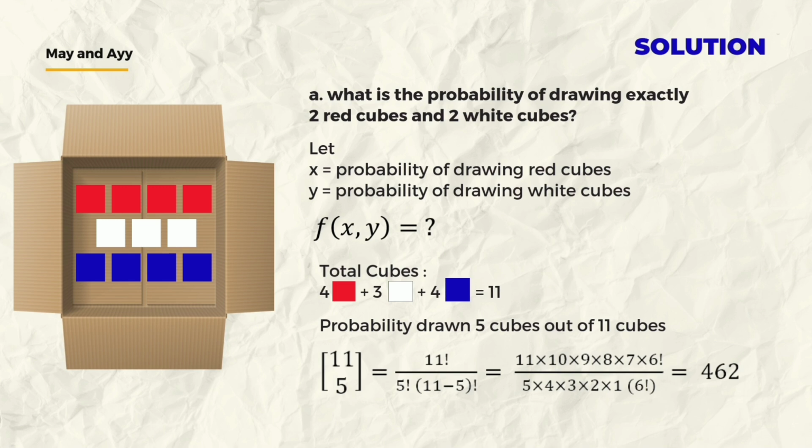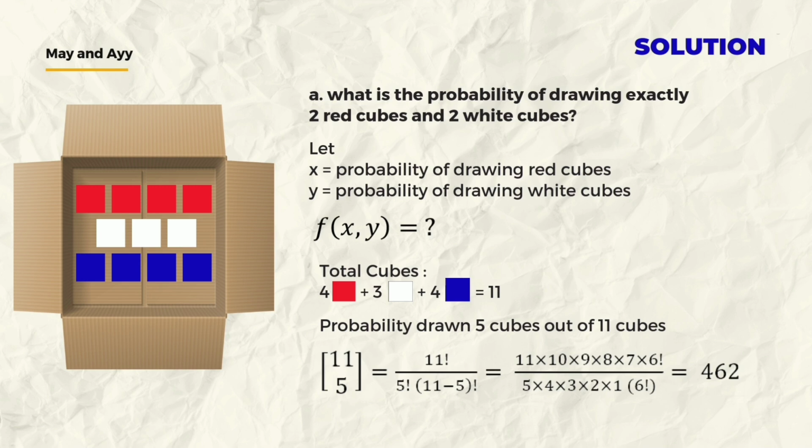Let X be the number of red cubes thrown and Y be the number of white cubes thrown. First, we're going to sum the total of the cubes. There are 4 red cubes plus 3 white cubes plus 4 blue cubes, which equals 11. Remember that the cubes we need to throw is 5 out of 11 cubes. So we will use the combination like this. That means we will draw 5 out of 11 cubes.